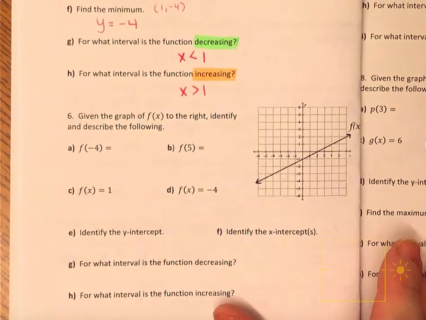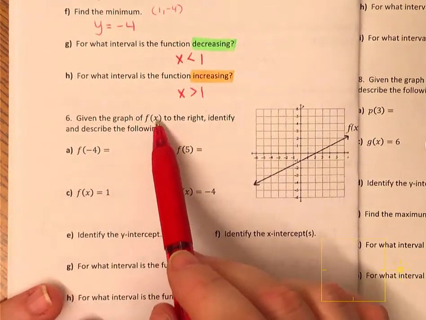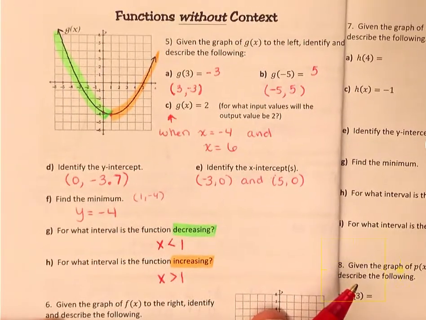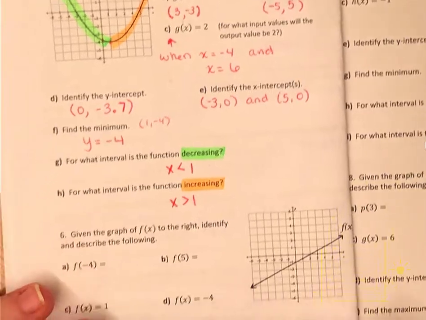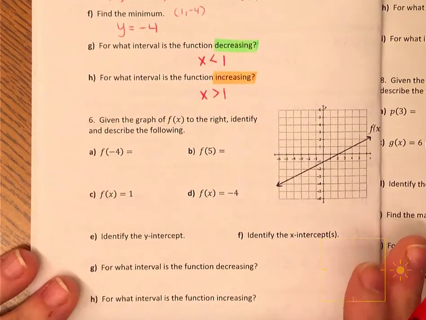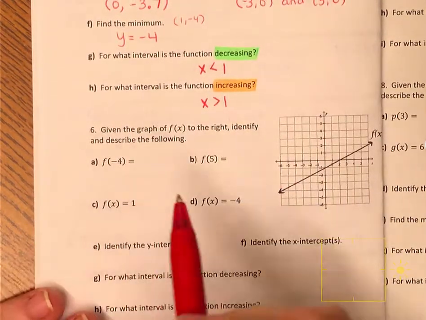So if we look at example 6, we're going to do some of the same information. This time, we're given the graph of f of x. It's the same type of thing as g of x, it's just a different letter in front. So it's f of x, g of x, h of x. It just really means y equals. So we're going to identify and describe the following.